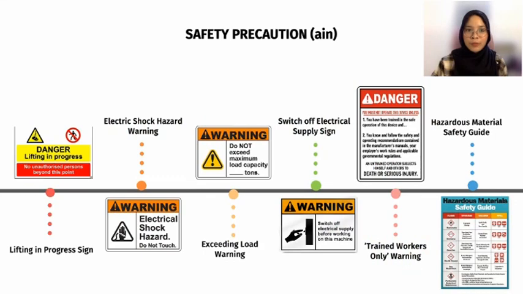The team has provided precaution notices and warnings on certain parts of the device to ensure that the public and the workers are aware of the danger while running the system. There are 6 different safety signs for various safety purposes.